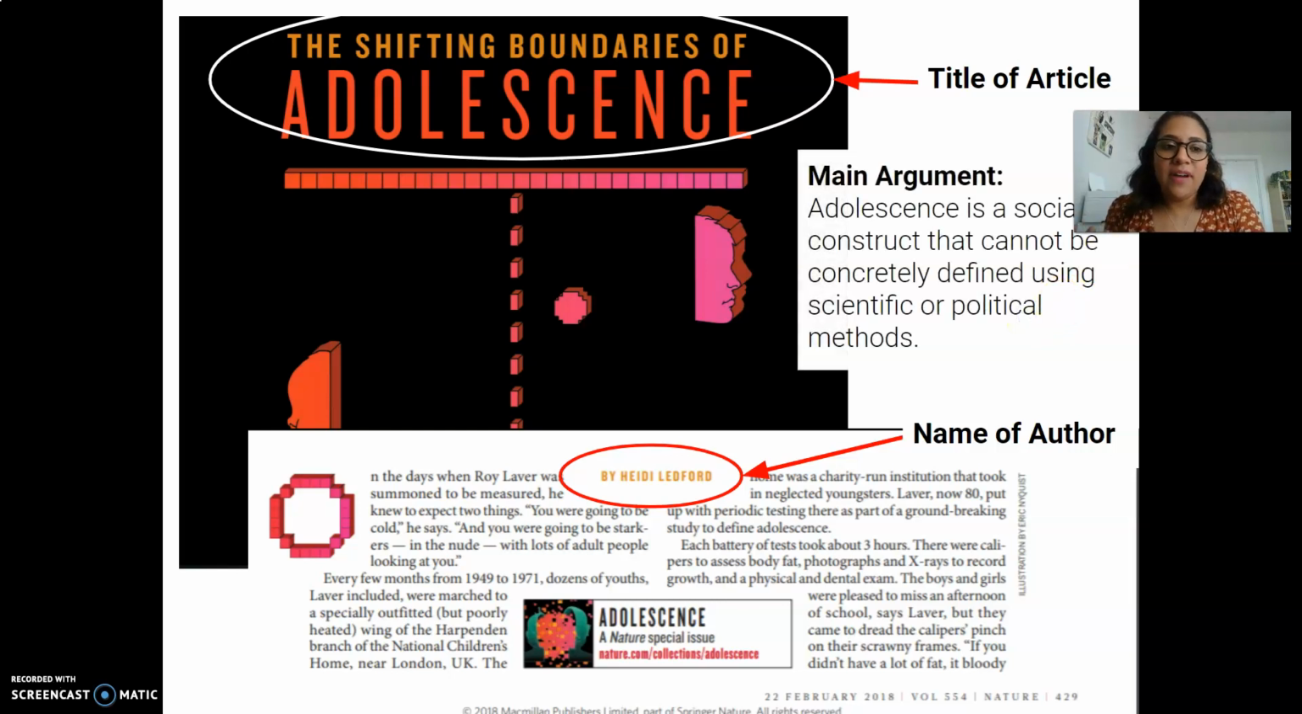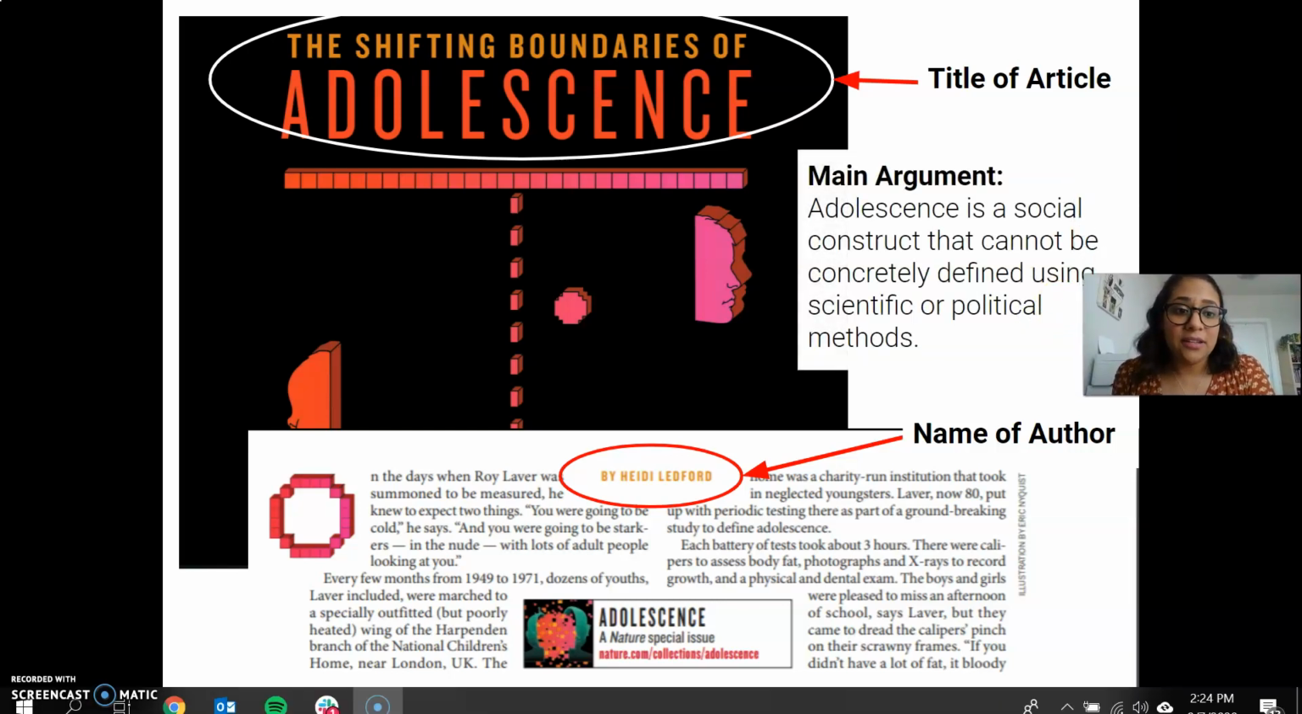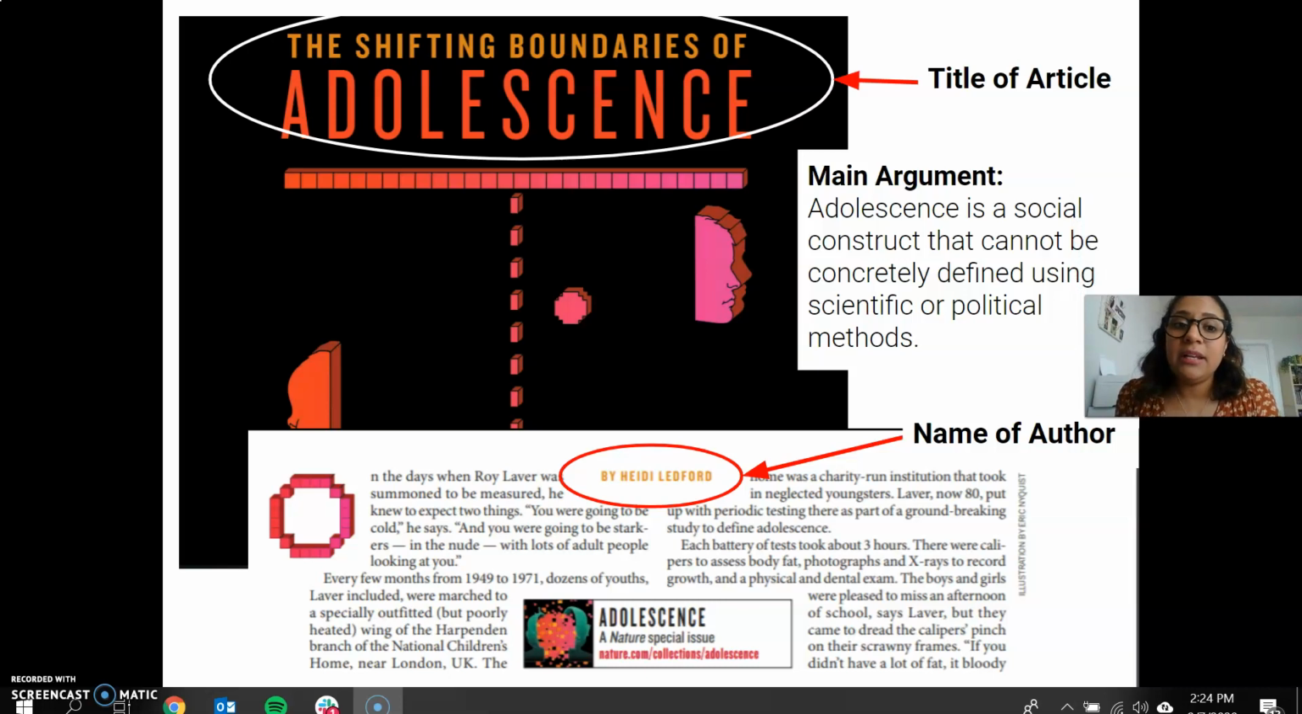Now, those of us who have completed Lesson 3 in our unit should know that the main argument of this article is that adolescence is a social construct that cannot be concretely defined using scientific or political methods. Okay, so this is step 1. We've identified the title of the article, the name of the author, and the main argument of the text.